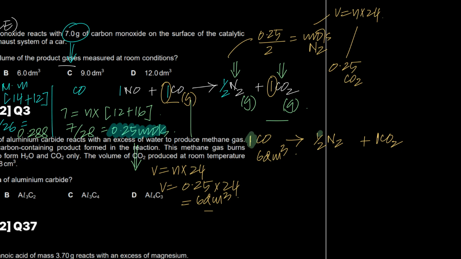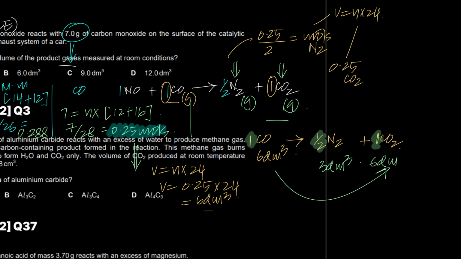So 1 mole gives you half a mole of nitrogen, and 1 mole of carbon dioxide is as good as saying 1 decimeter cube gives you half a decimeter cube of nitrogen and 1 decimeter cube of carbon dioxide, right? So if I have 6 decimeter cube of carbon monoxide, how much nitrogen would I get? Half of that, which is 3 dm cube. And how much carbon dioxide would I get? The same, 6 dm cube.